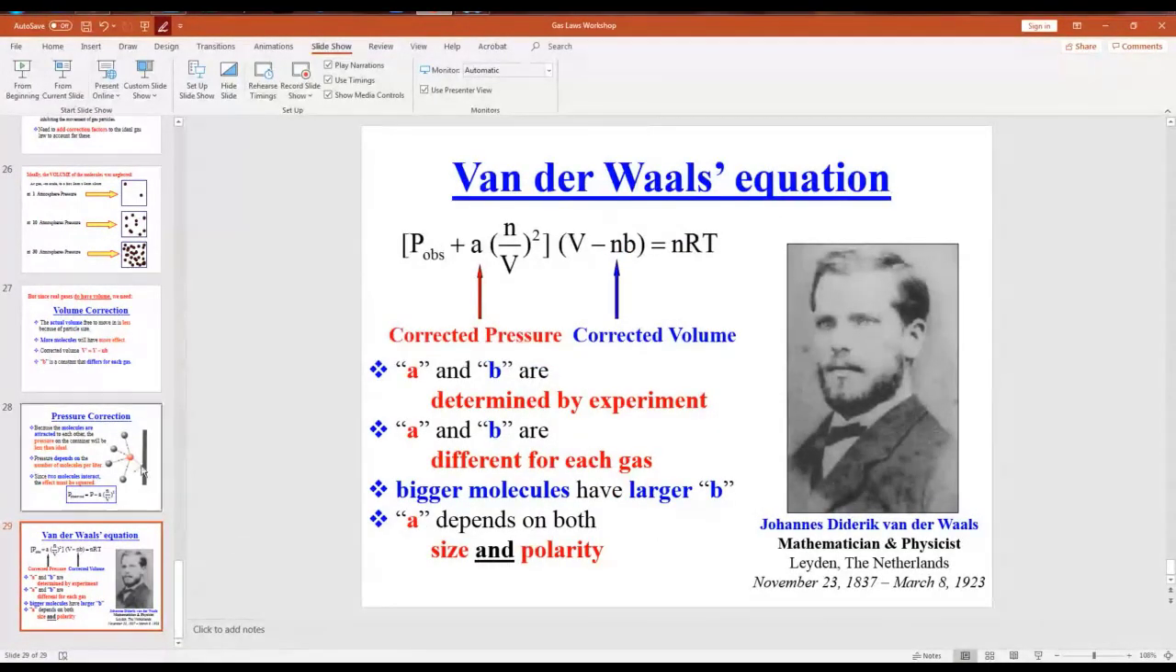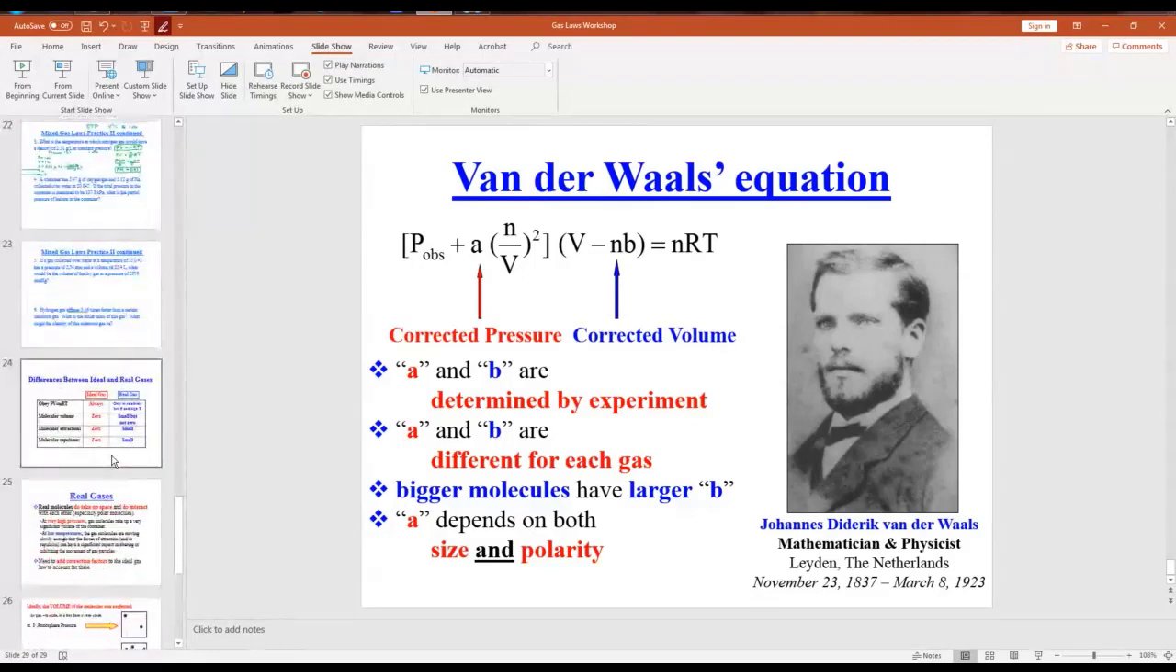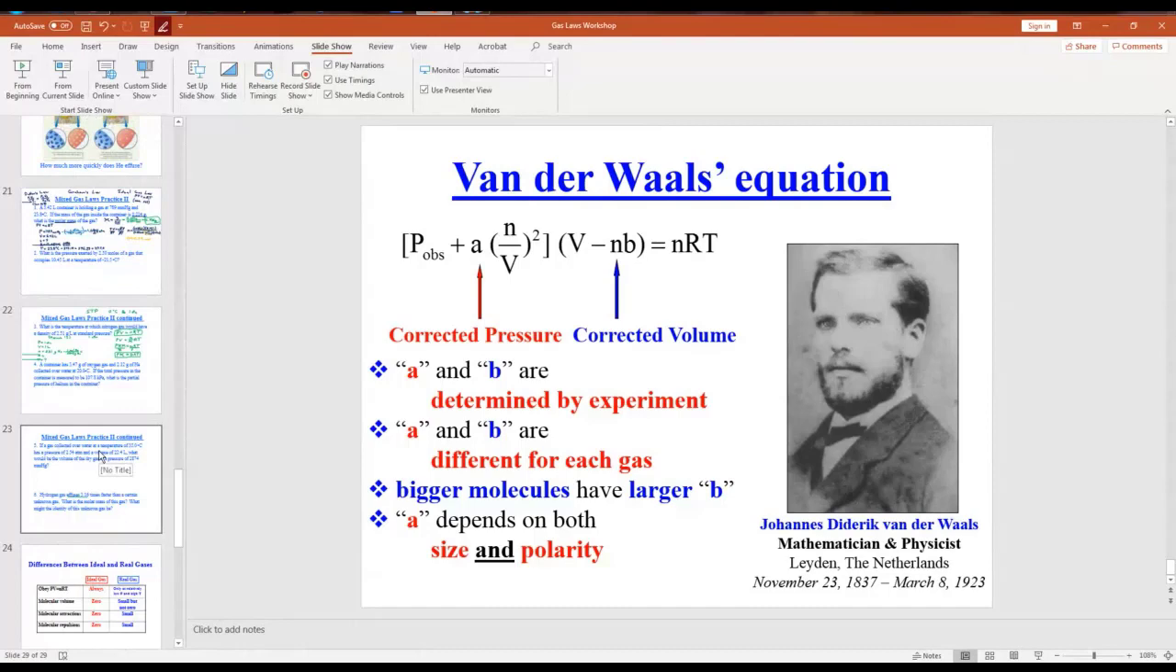He's probably the best looking guy on the, not that I look at guys or anything, but for the chemist on the gas laws. So.